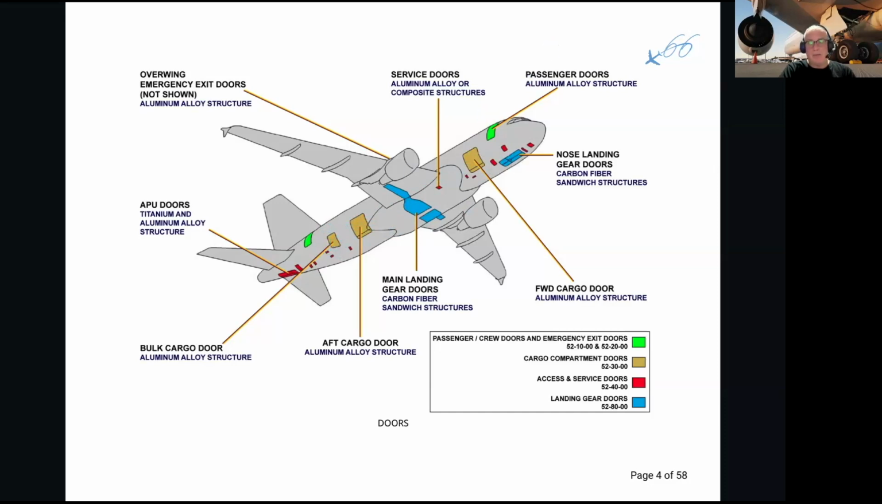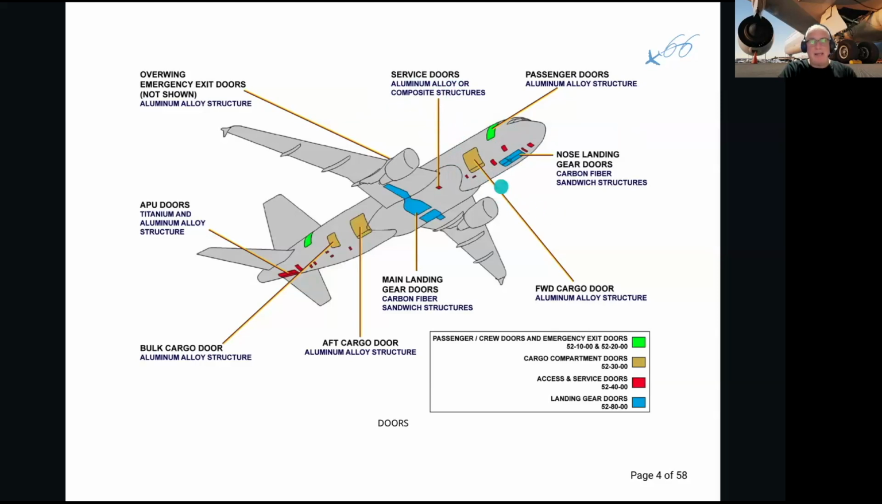Okay. And then we also have access and service doors or panels to be able to perform maintenance and gain access for maintenance. They're in this red color, all over the aircraft. And they're there to enable us to access certain areas to be able to perform maintenance. They're usually aluminium alloy or composite structure, depending on their location and the use for them, etc., etc.